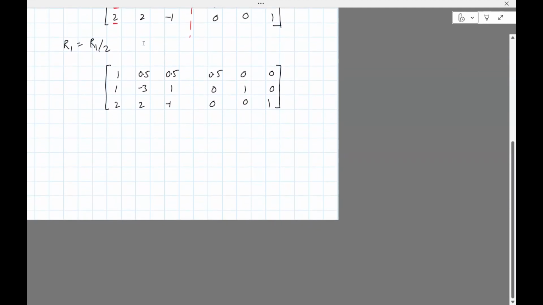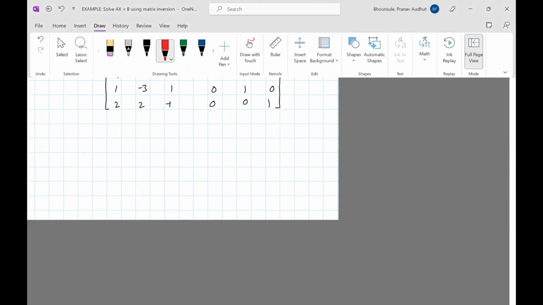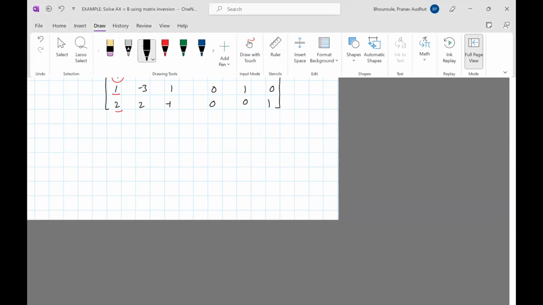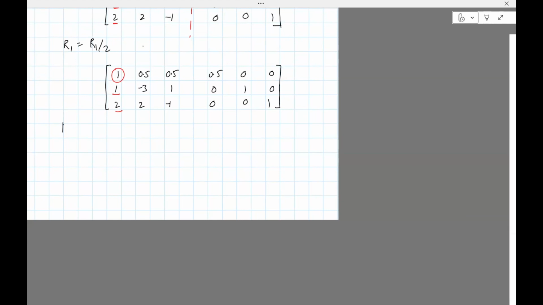Okay, next, our goal is to use this 1 to eliminate this 1 and this 2. So the way we can do that is row 2 is row 2 minus row 1, and row 3 equals row 3 minus twice row 1. Again, if you know from linear algebra, if you add two equations together, or subtract them, or take a scalar multiple of one equation and add it to the other one, it doesn't really change the equation. That's why these operations are valid operations.